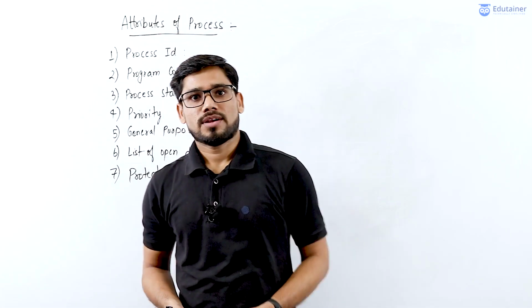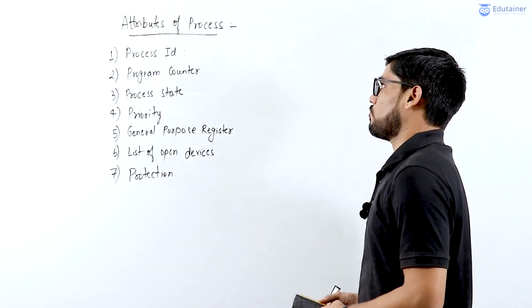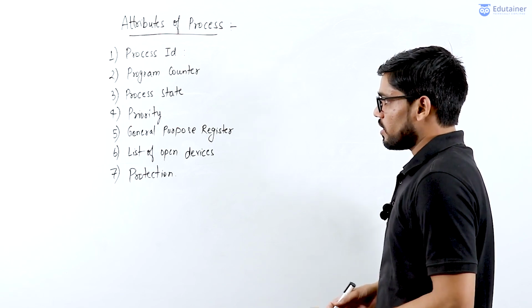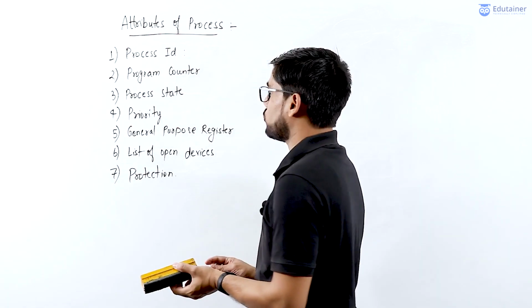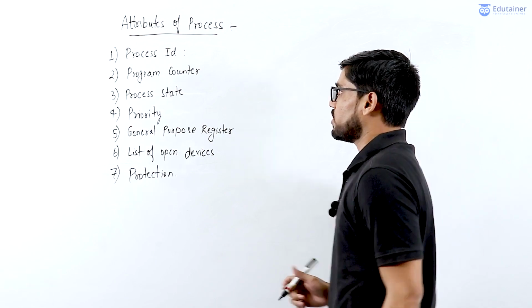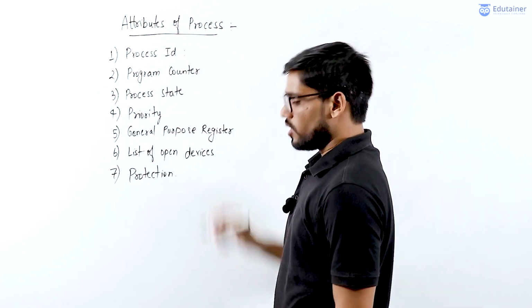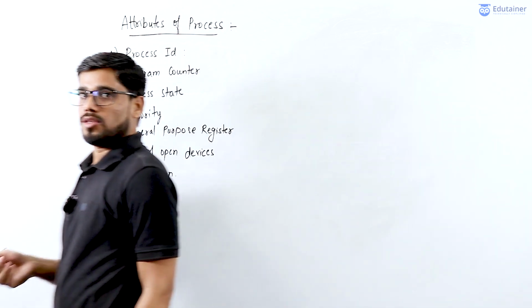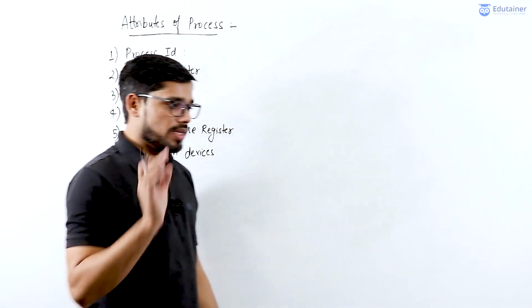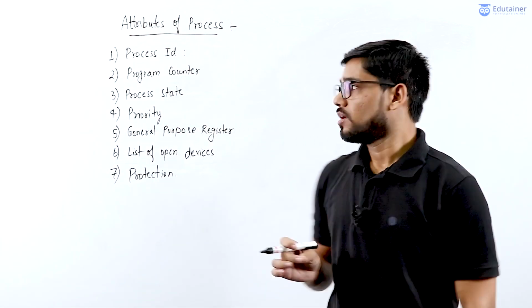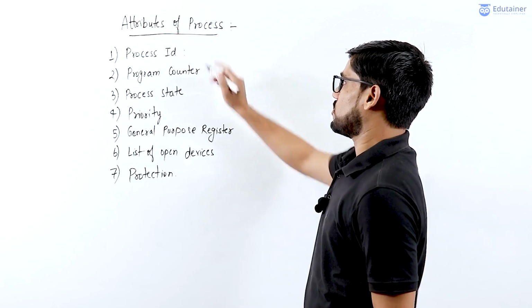Hi everyone. Let's look at the attributes of a process. There are various attributes related to a process. What is an attribute? An attribute is nothing but a property. So properties are related to a process. The first property is process ID.